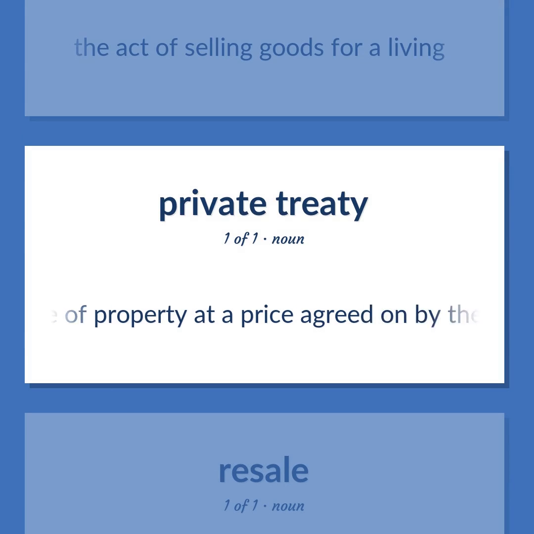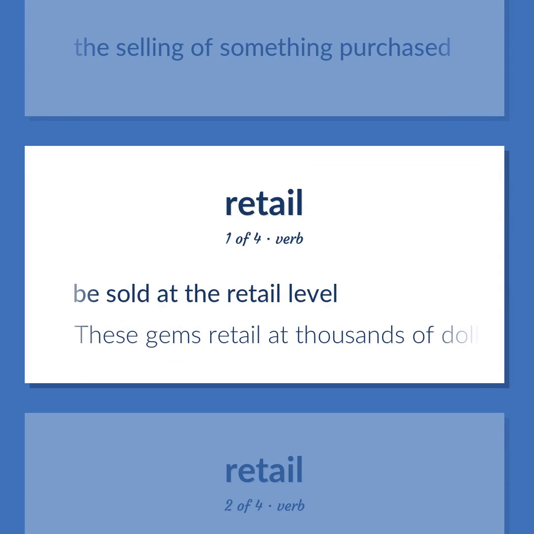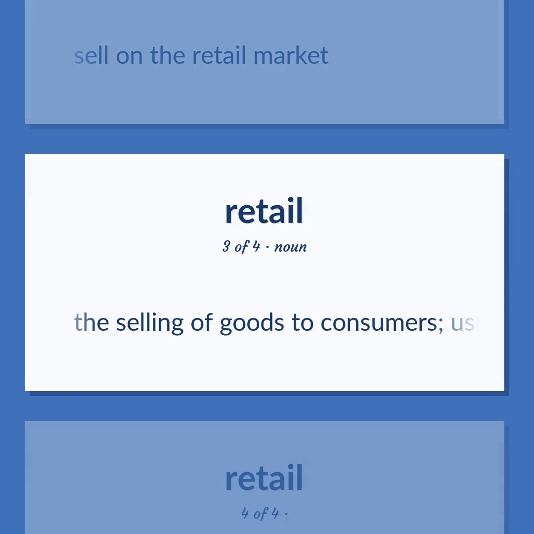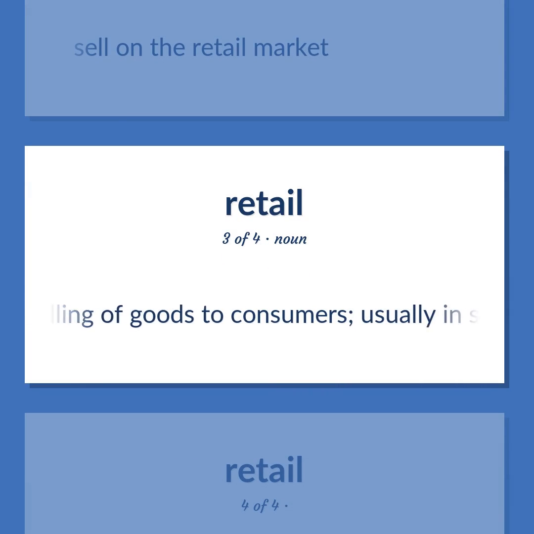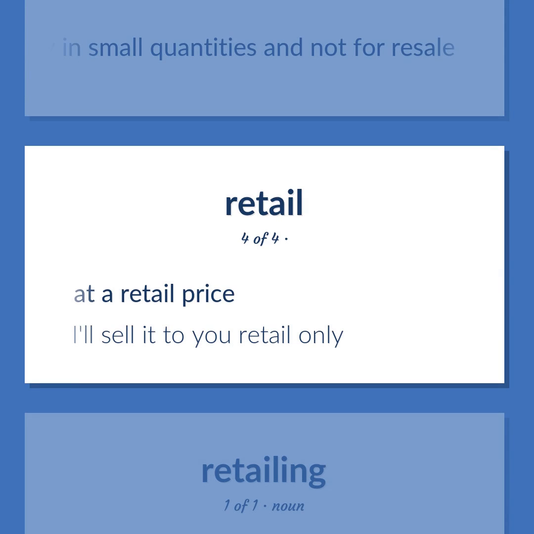A sale of property at a price agreed on by the seller and buyer without an intervening agency. The selling of something purchased. Be sold at the retail level. These gems retail at thousands of dollars each. Sell on the retail market. The selling of goods to consumers, usually in small quantities and not for resale. At a retail price. I'll sell it to you retail only.